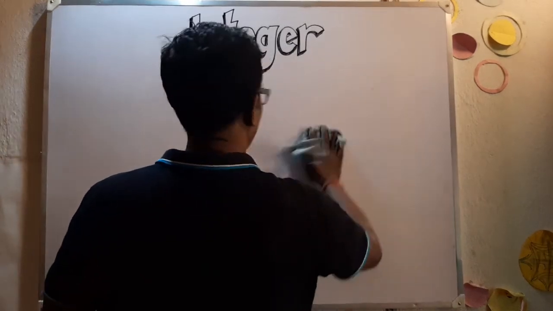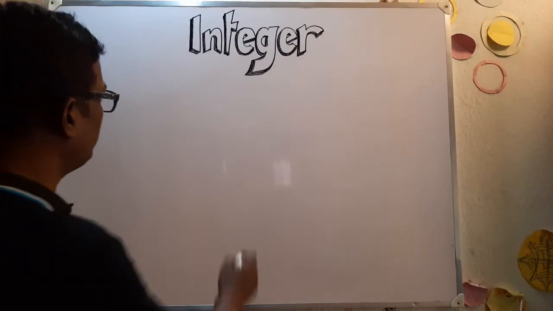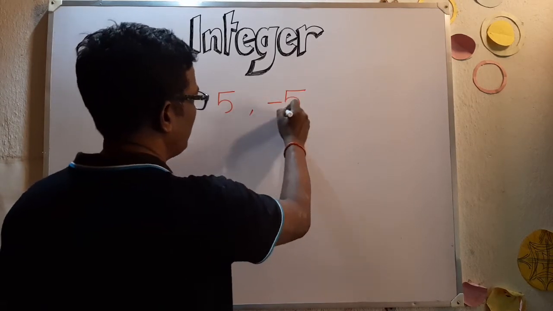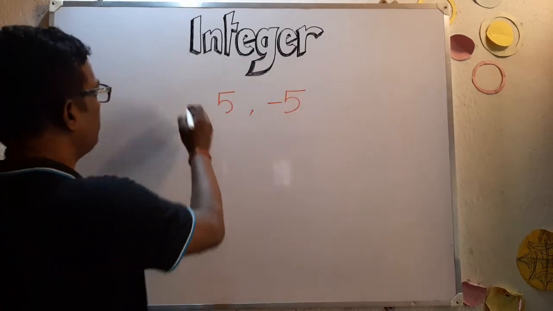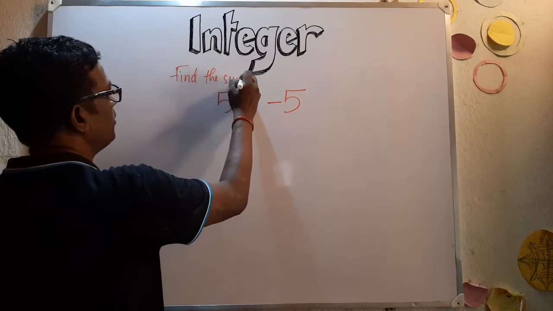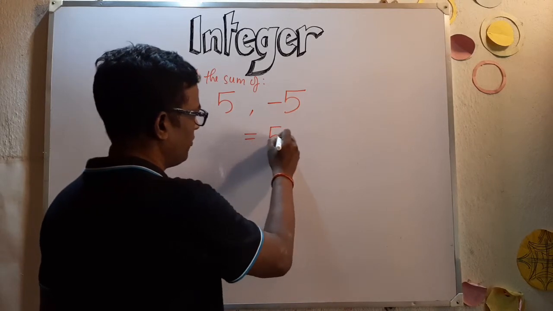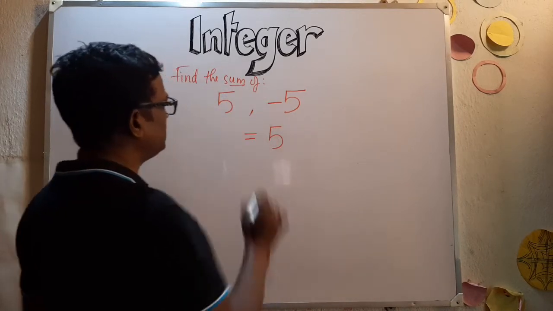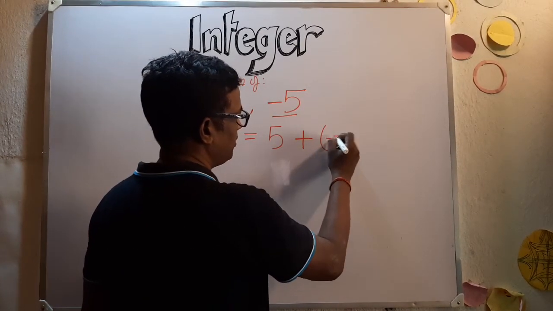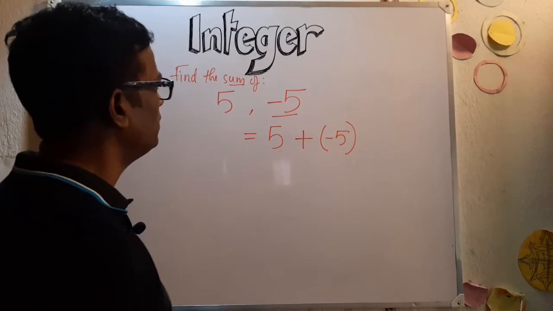Now, let's take any two integers and add them. For example, if I have 5 and minus 5, let's find the sum of 5 and minus 5. Sum means addition. We have to find the sum of these two numbers, and the sign of 5 is minus. One interesting thing, let me tell you before proceeding further.